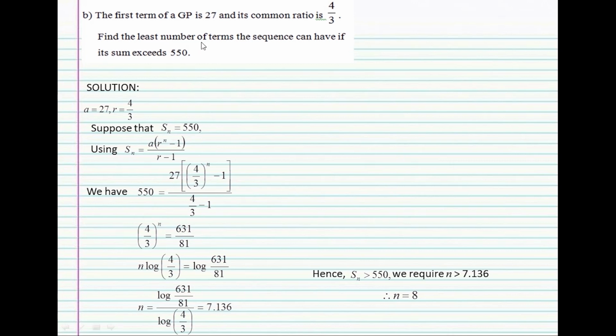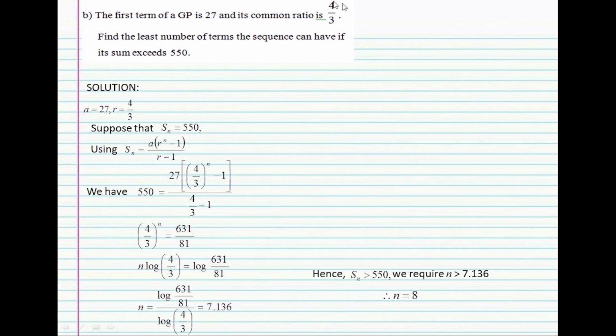Find the least number of terms the sequence can have if its sum exceeds 550. So we are given Sn equals 550, and then we have a equals 27 and r is 4/3. We have to find the value of n so that the sum Sn exceeds 550. So we got the idea here. We have to use the formula of Sn.